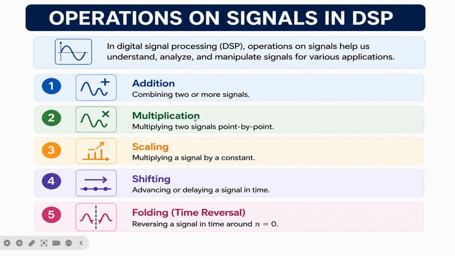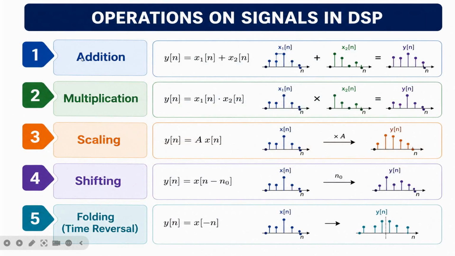Next comes multiplication, where we multiply two signals point by point. Then comes scaling, where we multiply a signal by a constant. Then comes shifting, which is advancing or delaying a signal in time. You may either right shift or left shift the signal. Next is folding, also called time reversal, where the signal is reversed in time around n equal to 0. These are the different operations.